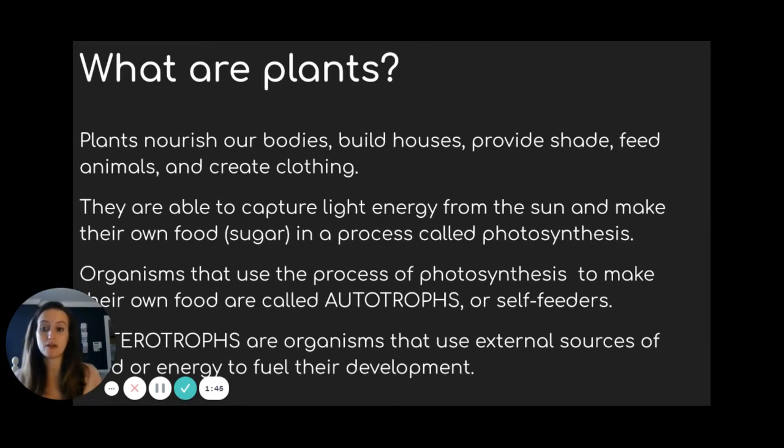So heterotrophs, a good example, are people. We have to use outside sources to get our energy and fuel development. But the autotrophs, they're the ones that can make their own food to fuel energy and keep their processes going.